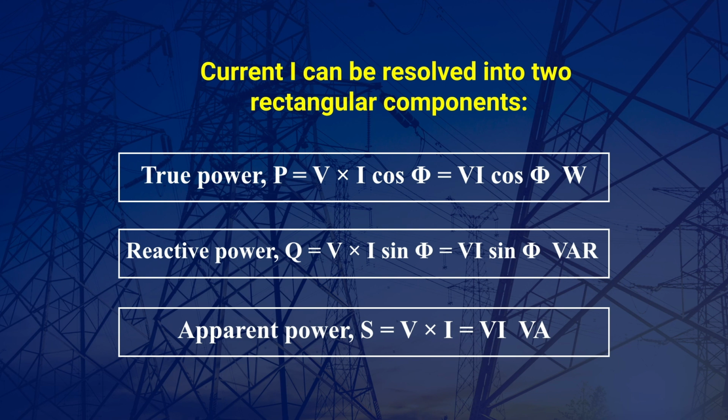The second expression, for the reactive power, can be written as Q is equal to voltage multiplied by the vertical component of this current, that is I sin phi. So reactive power Q can be written as VI sin phi, and its unit is VAR. The third power is called apparent power, denoted by capital S. It can be written as the product of voltage and current, or you can say apparent power S is equal to VI, and the unit is volt ampere.